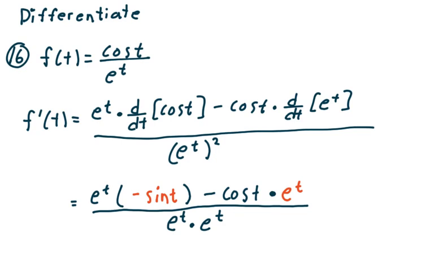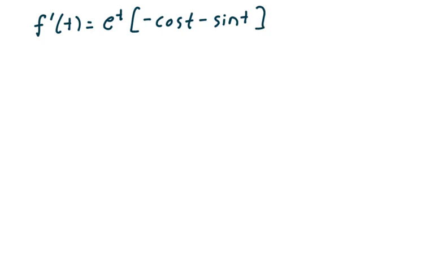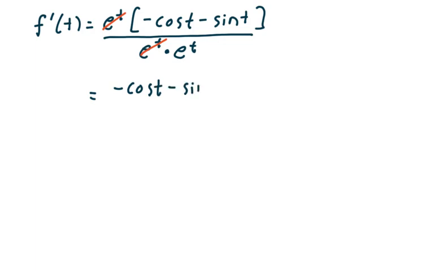Now, in the numerator, I'm going to factor out an e to the t. So f prime of t is e to the t times negative cosine t minus sine t. I'm going to divide by e to the t times e to the t. But I can cancel e to the t like so. And so this is going to equal negative cosine t minus sine t divided by e to the t.